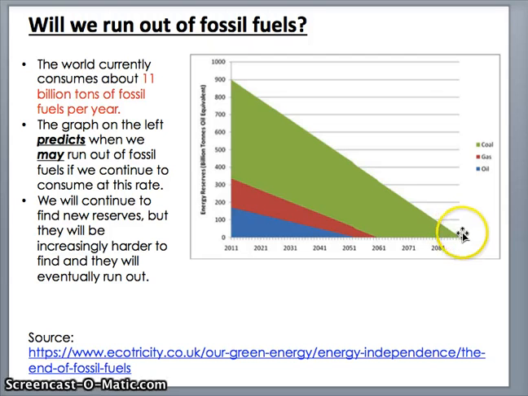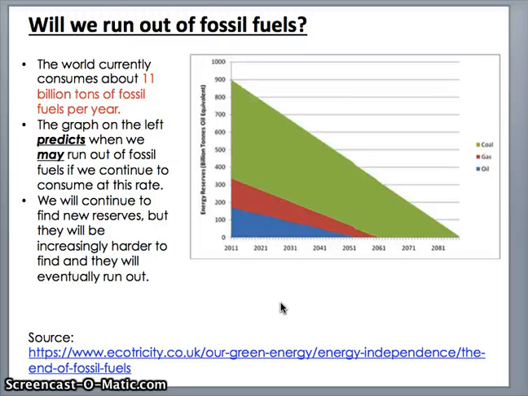You can see coal is the most abundant, so it's going to run out the latest. But oil is the least abundant, so it may run out first out of the 3. However, this is just a prediction. The fact is we have not found all the fossil fuels that are under the earth. We're still discovering new reserves. So it's unclear as to when exactly we will run out.